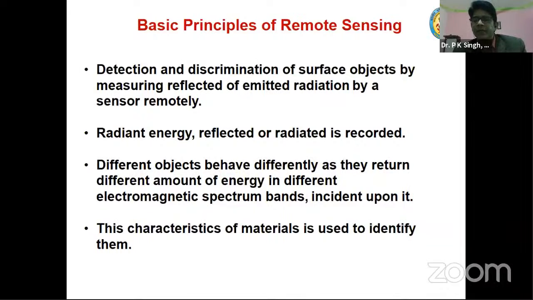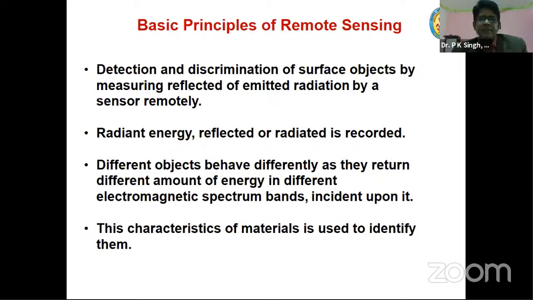In this way, data is collected in remote sensing. Radiant energy, which may be in the form of reflected energy or radiated energy, is recorded with some sensor. That data is converted into the form of an image, or many times we don't need an image, rather we analyze data directly. So even then it is a form of image. We'll be dealing with what radiant energy is, and what reflected and radiated energy are.